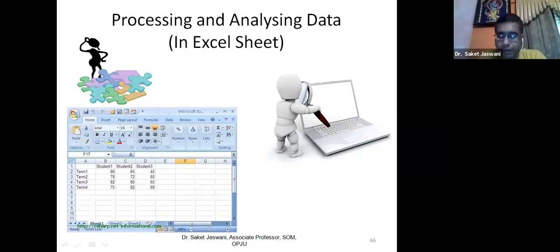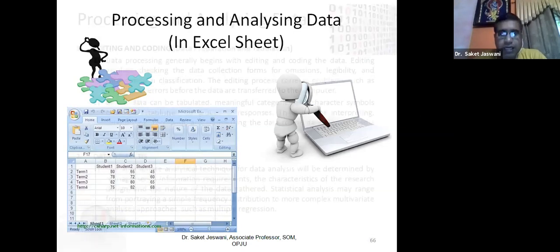Okay, I will proceed. So now we need to process and analyze the data in the Excel sheet. First of all, we will convert our data into an Excel sheet. It requires editing and coding, which is known as data preparation and tabulation.